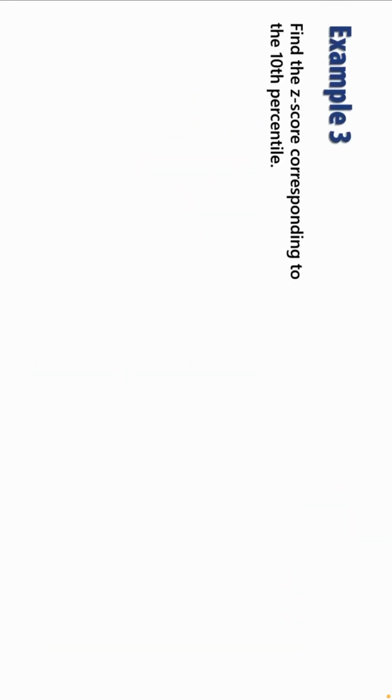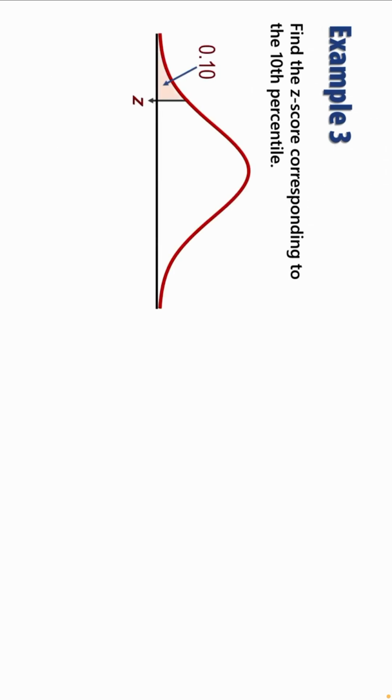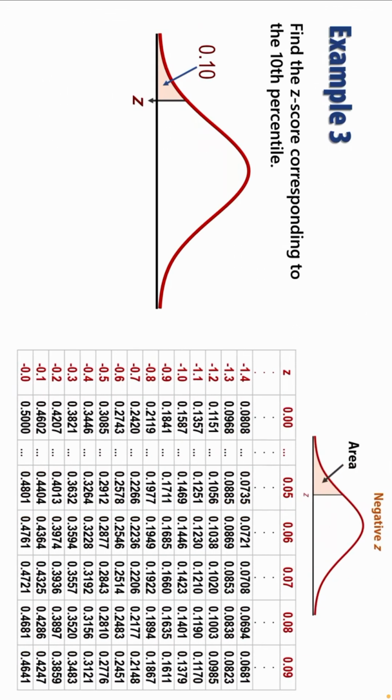In the third example, we want to find the z score corresponding to the 10th percentile. Since percentile means percent below, we have 0.10 of the area below z, and so it will be on the negative side. The closest area to 0.10 we can find on the table is 0.1003, and that corresponds to a z score of negative 1.28. So the z score corresponding to the 10th percentile is negative 1.28.